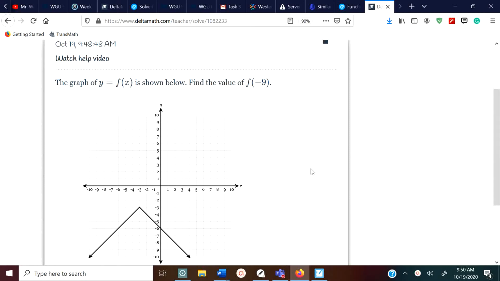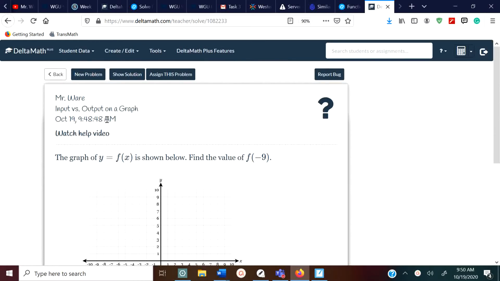Today we're looking at input and output on a graph. In a previous video we just did input, but in this one we're dealing with both input and output. Some of the questions give an input and some give an output that we're trying to find. So let's start with this first one here.